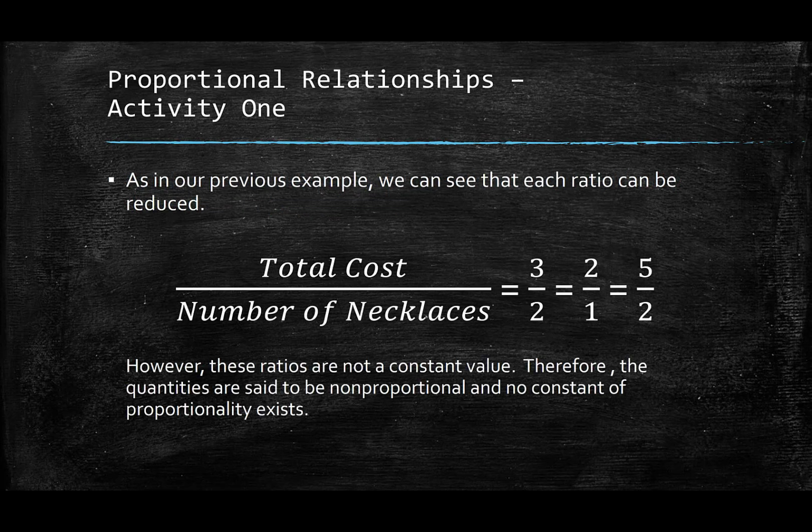When we look at the ratio, we can again see that each ratio can be reduced. However, unlike in our previous example, the ratios do not reduce to a common value. Because there is no constant value, the quantities are said to be non-proportional and no constant of proportionality exists.